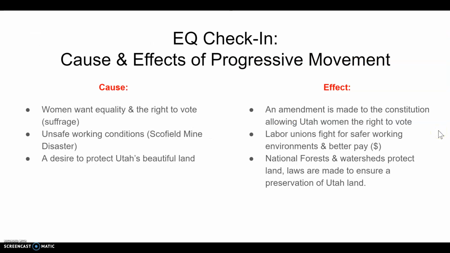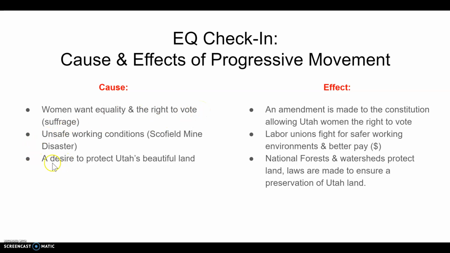Okay, so let's check back in on what we have learned. Our essential question was, what were the cause and effects of the progressive movement? So over here in this column, we have a list of the causes, and over here we have a list of the effects. You can pause your screen now if you want to study it a little more, but here are three things. Women want equality and the right to vote. We call that suffrage. Unfortunately, in this unit, we won't have a lot of time to talk about that, so that's just kind of a blank statement there.